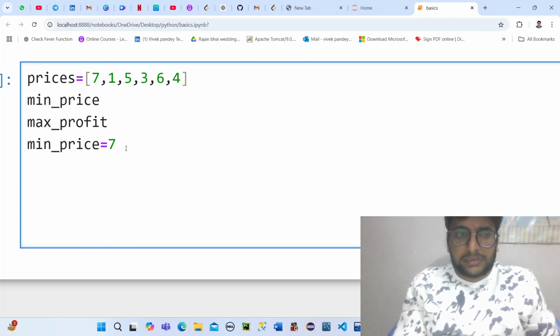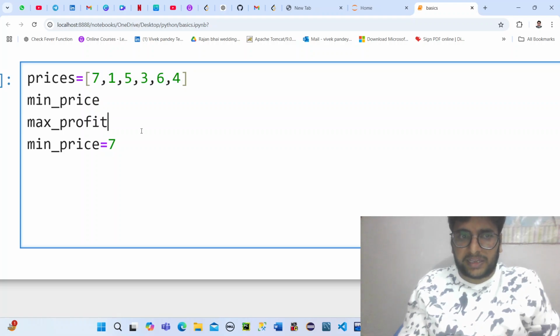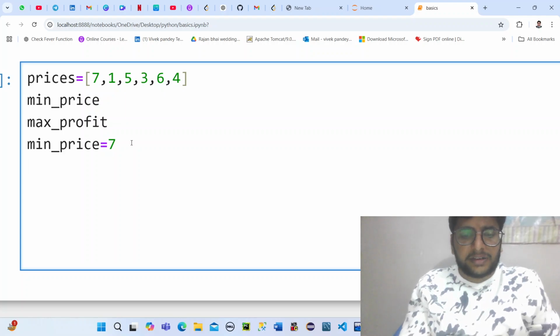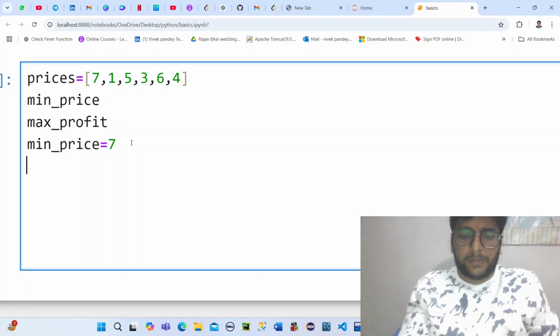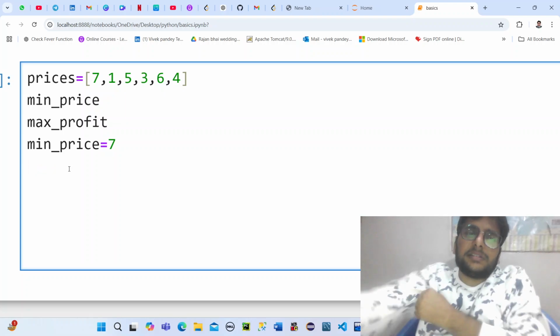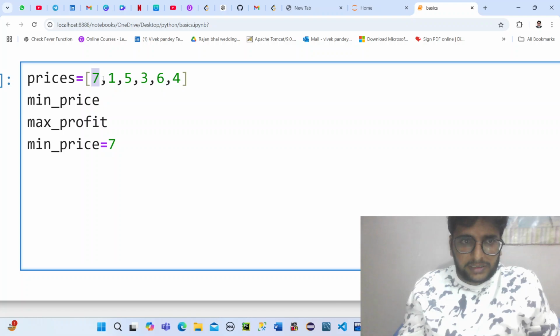Now I have to check each and everything here. First 7, again 1, again 5, again 3, again 6, again 4, like this. I need to keep on checking for everything. So I got my minimum price as 7. Now our main intention is to find the real minimum price. So I'm just taking this 7 here. 7 is less than 7. So not like this. Let me explain in another way. Our main intention is to check this one and this one.